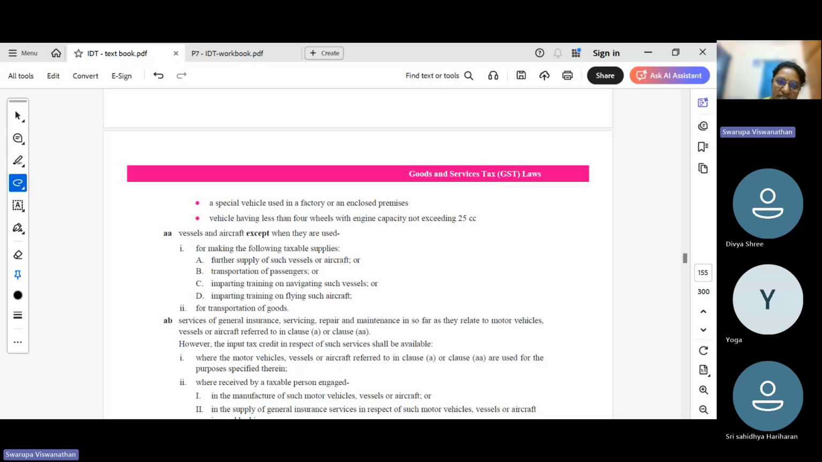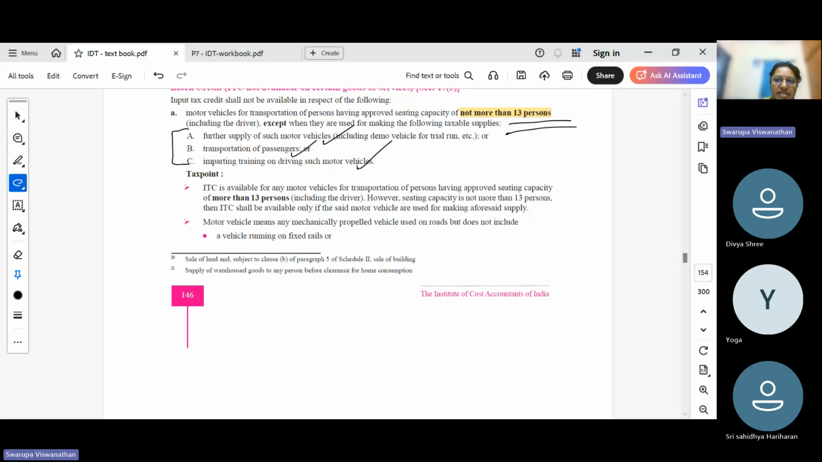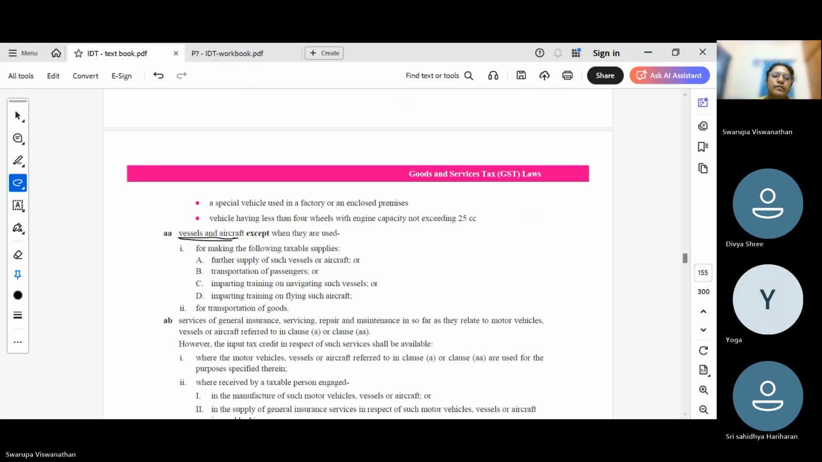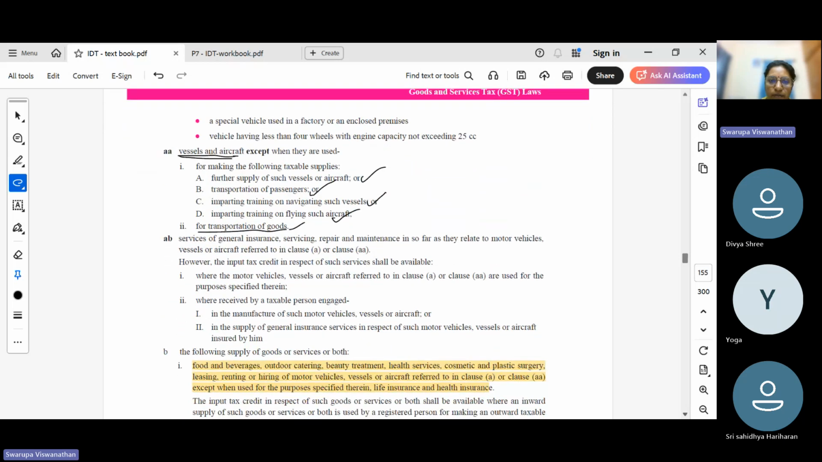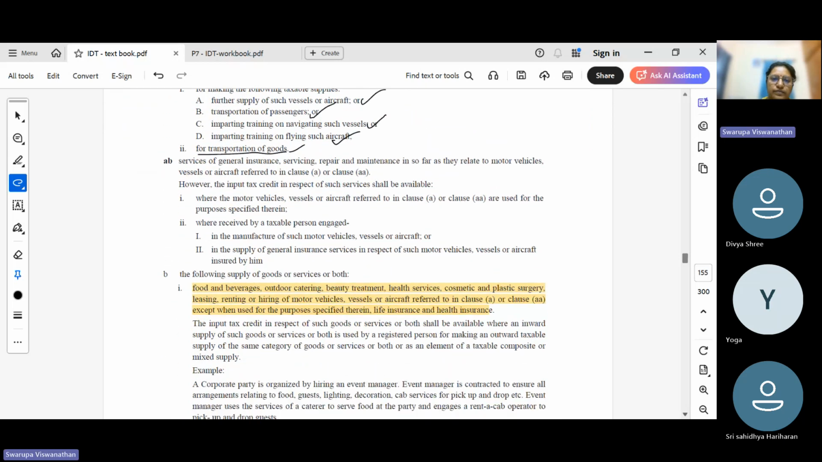Okay. With respect to vessels and aircraft, again, same concept. For motor vehicles, there is a limit. The passenger limit is 13 persons including the driver, that is 12 passengers plus one driver. In case of vessels and aircraft, no threshold limit is there. The exemption is with respect to further supply, transportation of passengers, imparting training, navigating vessels or imparting training for flying, and transportation of goods. Other than this, if it is purchased for any other purpose, the credit is blocked.